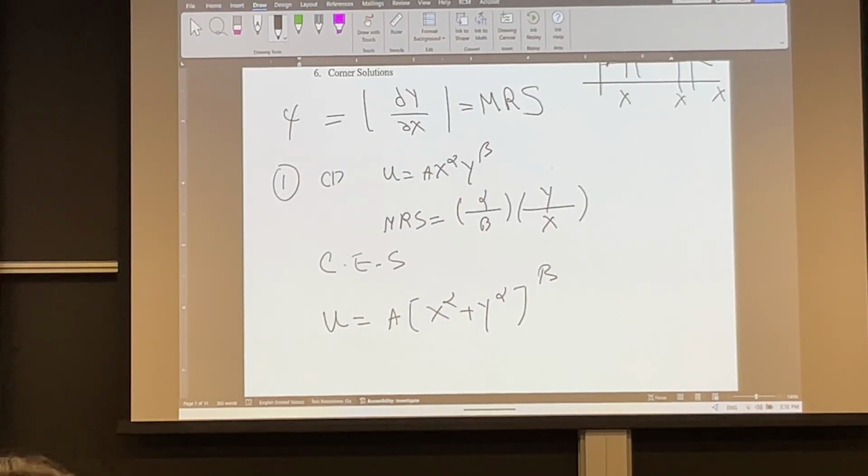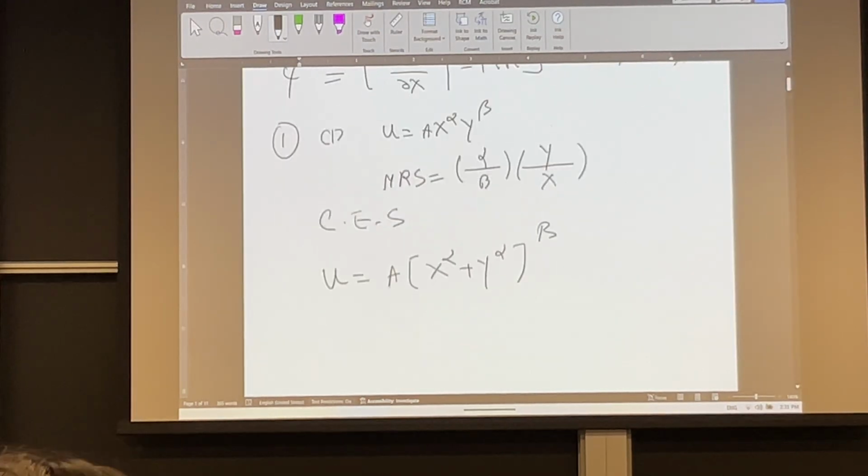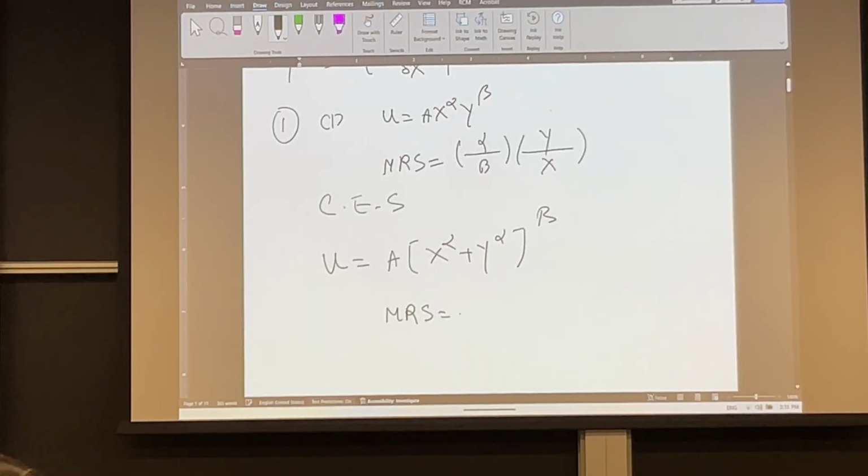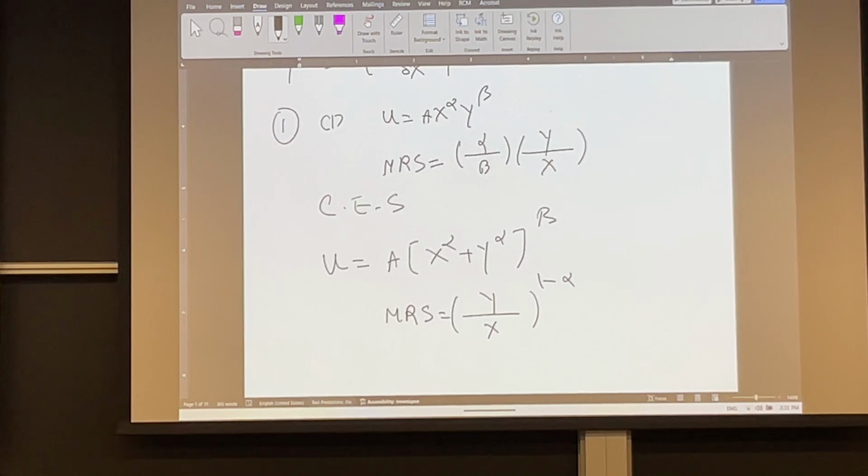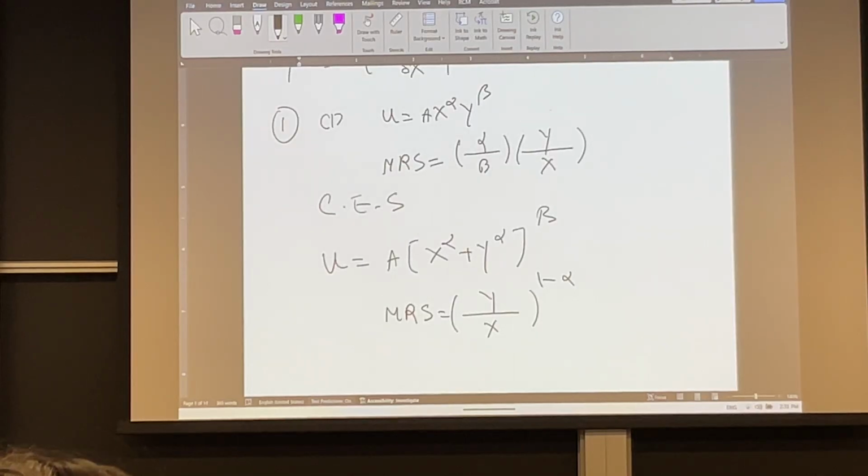Anyway, the MRS for CES is this one. Y over X to 1 minus alpha. So A is irrelevant, beta is irrelevant. Right? The only thing that's relevant is alpha, the power of x and y. Make sense? Remember, the function should be like this. If this is a different number, that's not the same function. The power has to be the same. If you want to find MRS for this one, if you want to take that derivative, it's not easy. It takes time. This is something to memorize.